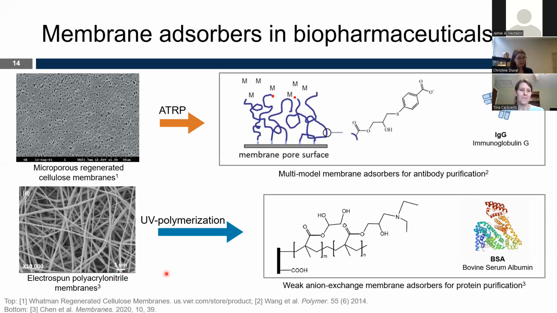The surface was activated. UV polymerization was used to grow this poly-GMA brush. And then after that, different ligand functionality was added, in this case, to make a weak anion exchange membrane. Right? And then in this work, the target was going after a model protein, which is BSA.